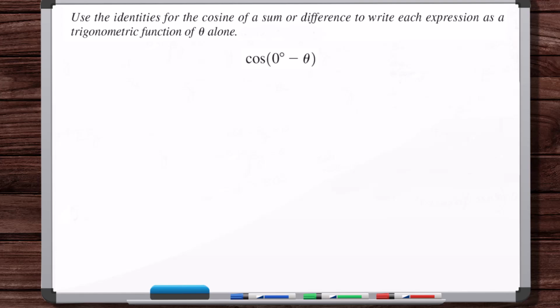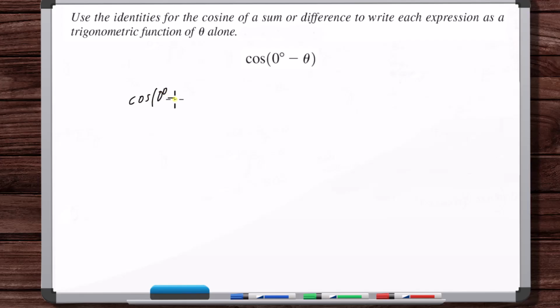Okay, we're continuing with more example problems where we make use of cofunction identities or the sum or difference identity for cosine. Use the identities for the cosine of a sum or difference to write each expression as a trigonometric function of theta alone. This is about what happens if you plug a quadrantal angle into a sum or difference of cosine for one of the angles: it simplifies to just a trig function of an angle.